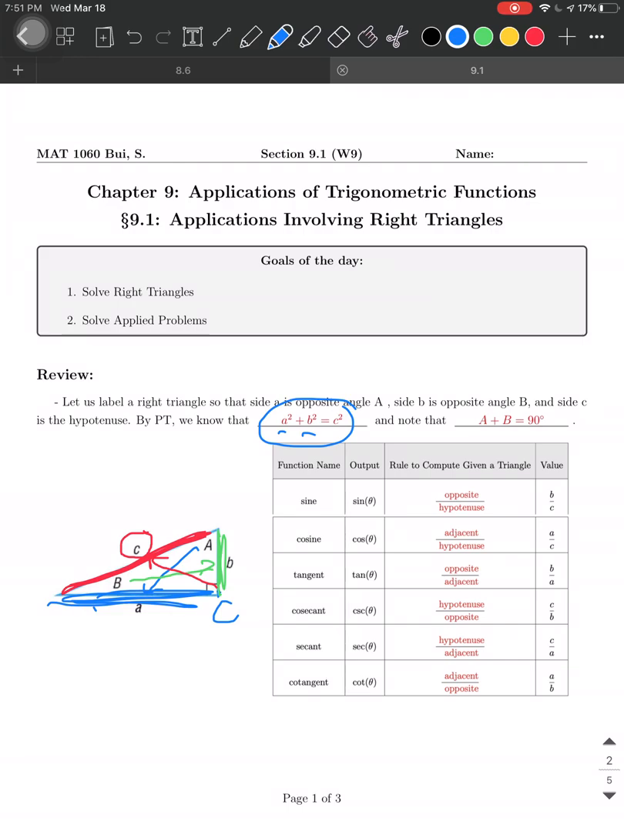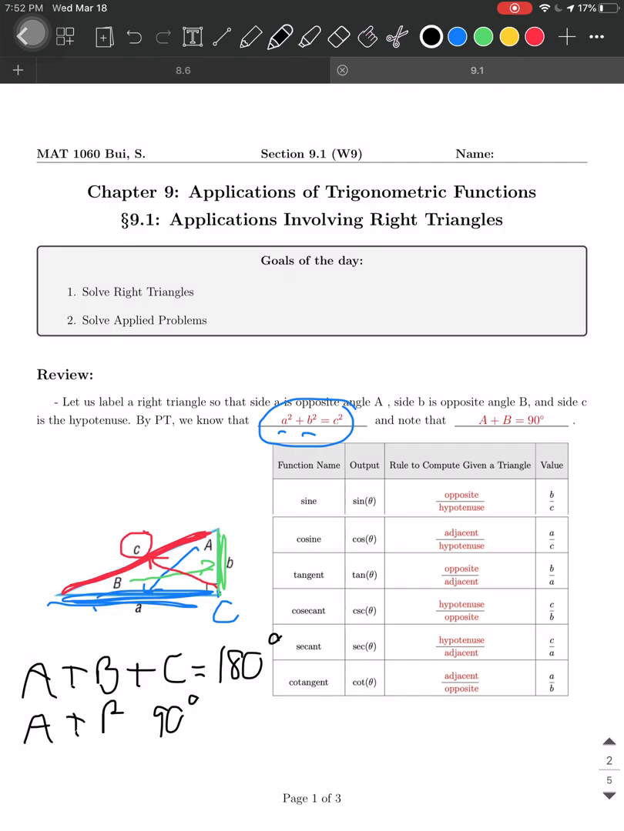And know that because all 3 angles, A, B, C, add up to 180 in a right triangle, in any triangle, right? So in here, if we do the math, we should have angle A plus angle B plus angle C equals 180. But since angle C is 90 degrees already, we substitute 90 for angle C, we rewrite angle A and B, and at the end we're going to subtract 90 degrees from both sides, and we will have something like A.